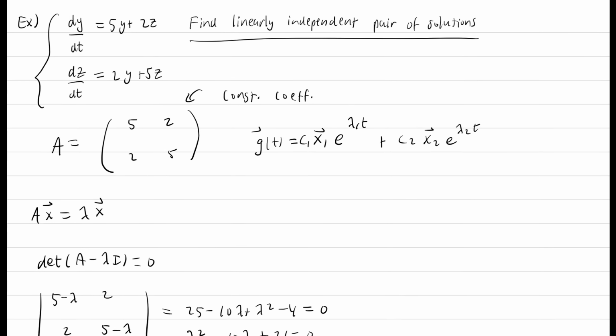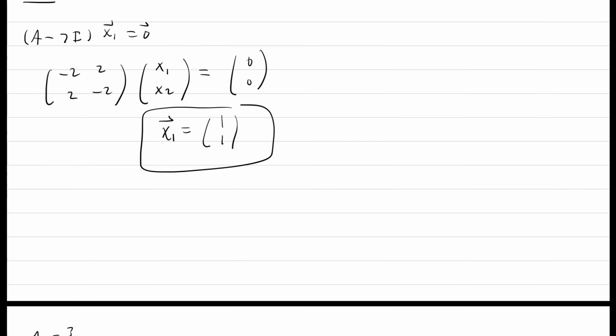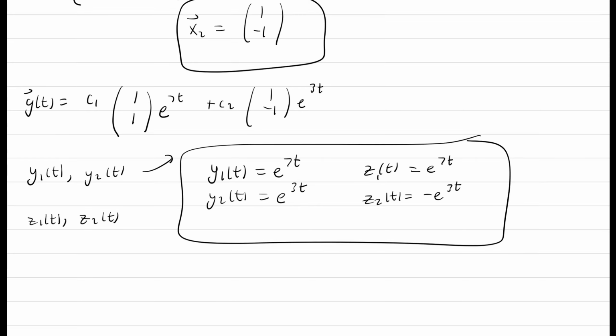So again, the process, right? Assemble our coefficient matrix, calculate the eigenvalues and eigenvectors of the matrix, and assemble our solution of the known form.